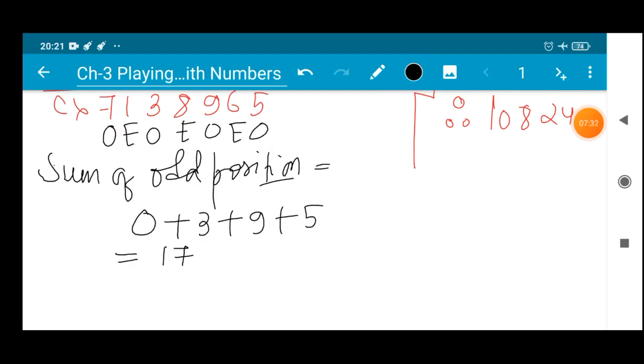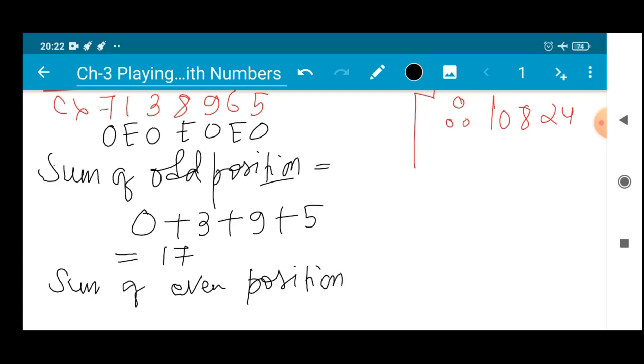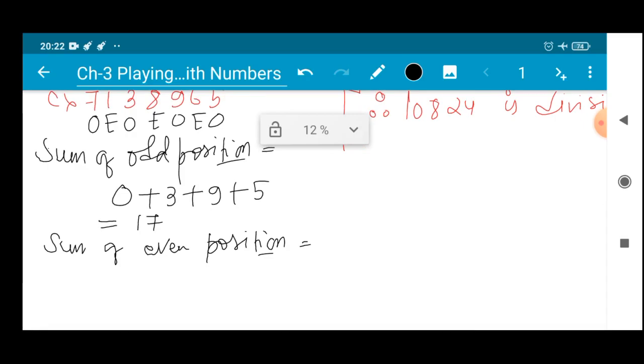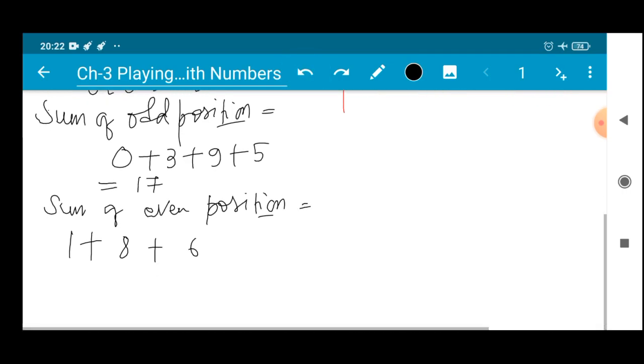Our next step is to find the sum of the even position. Sum of even position we have here is 1 plus 8 plus 6. So there are 3 even positions, 1, 2 and 3, and the numbers are 1, 8 and 6. So when we add this, we will get 1 plus 8 is 9, 9 plus 6 is 15.